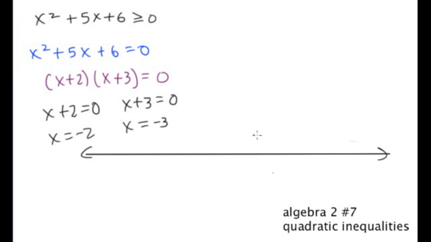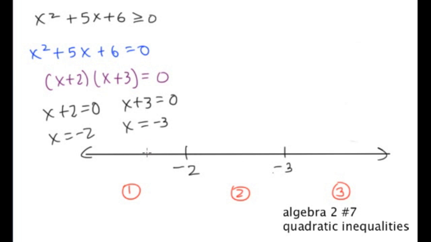And we even go as far as solving for x. So we set both x plus 2 equal to 0 and x plus 3 equal to 0, like so. So x would equal negative 2 and x would equal negative 3. Now, what we do is we have to make a number line like so. And we're going to split the number line into 3 different sections. So this is going to be negative 2, this is negative 3. As you can see, we have 3 sections here: 1, 2, and 3.